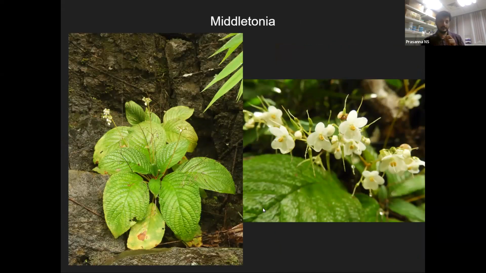Middletonia, this is a recently described genus based on a molecular phylogenetics study. It's named after Professor Middleton at Singapore Botanical Garden. We have one species in India, and the rest of them are mostly in Thailand and adjacent areas.